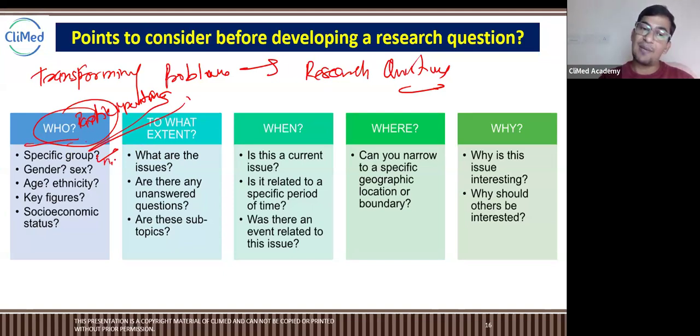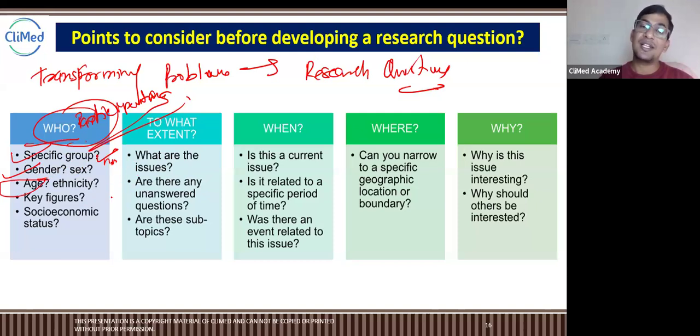Heart attack patients, MI patients, which MI will you take? Maybe you will take ST elevation MI, non-ST elevation MI, stable angina, unstable angina. What kind of specific group will you take? Will you take only males, females, or all the genders? What kind of genders will you take? What is the age capacity? What will be the age range?